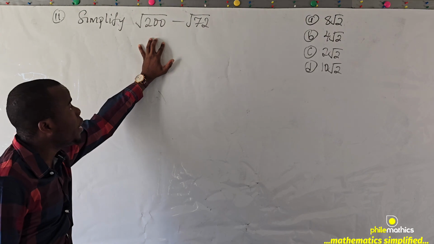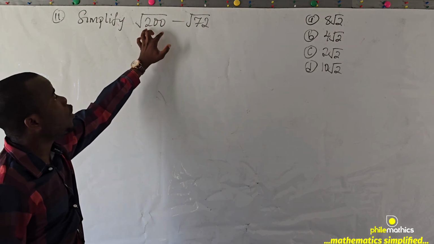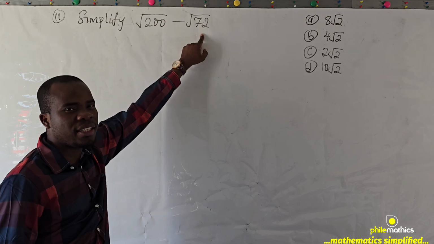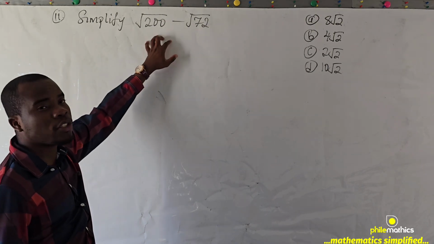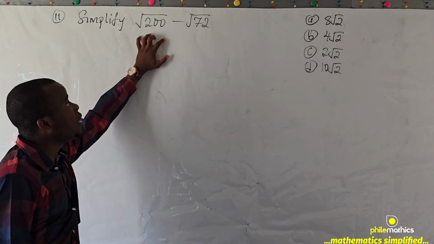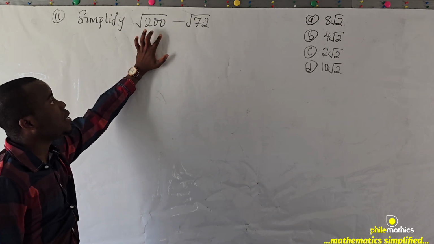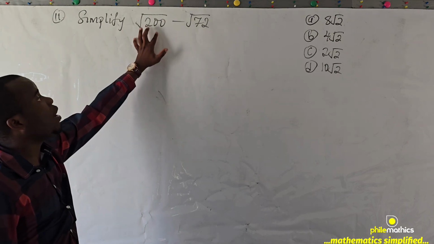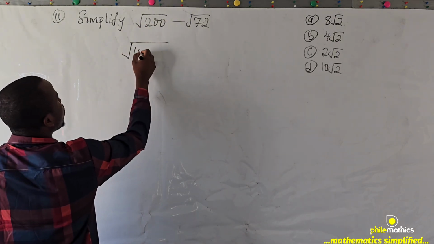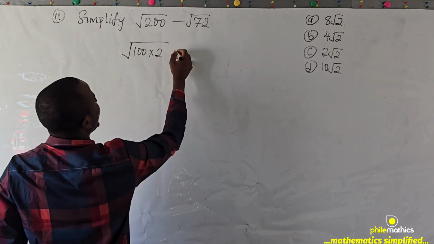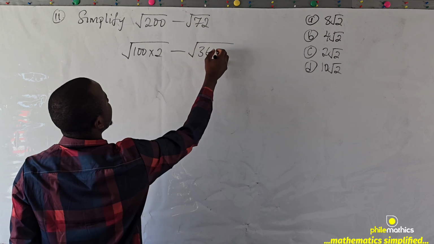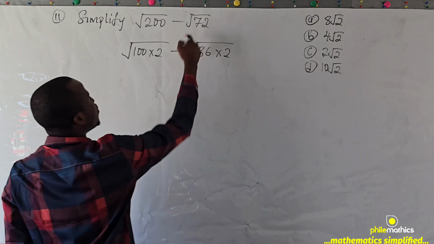And what you want to do here is factorize each of these terms such that the largest perfect square is inside. So if you look at 200, the largest perfect square that is inside is 100, such that we can put this as square root of 100 times 2. Likewise, the largest perfect square is 36 times 2 is 72.